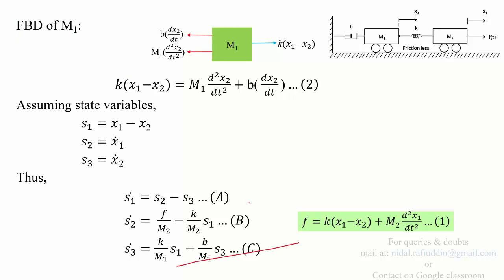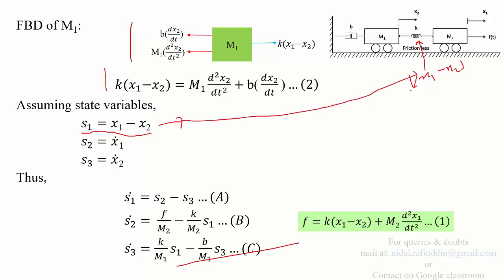So this is the FBD of M1. This is the equation. Again, assuming state variables. Now we choose the state variable S1 as x1 minus x2 and not as x1. Since spring has both its ends moving with different displacement, this one moves with the displacement x1 while this moves with the displacement x2, and the energy being stored in the spring is proportional to x1 minus x2. Since we are talking in terms of the number of energy storing elements, we got this from the energy being stored in the spring, while x1 dot comes from the velocity of mass m2.